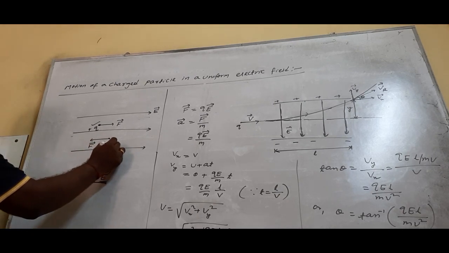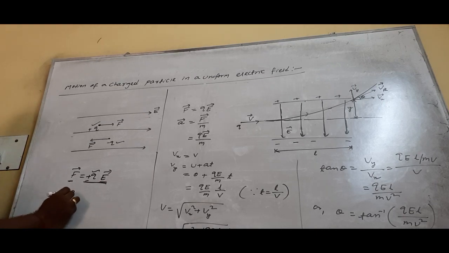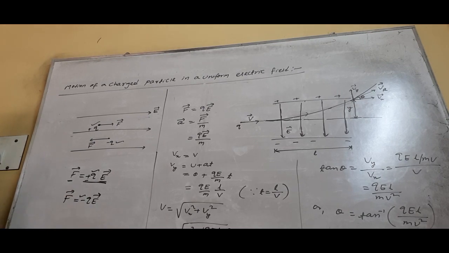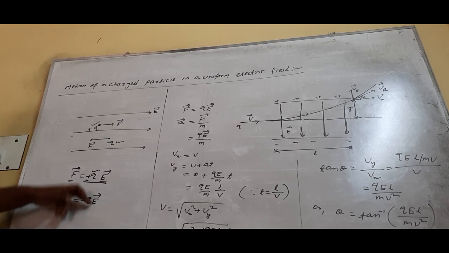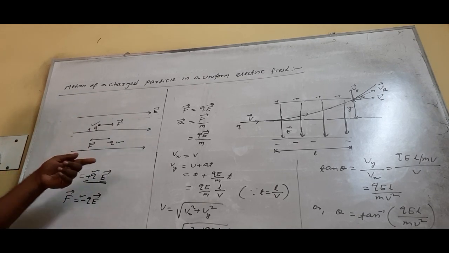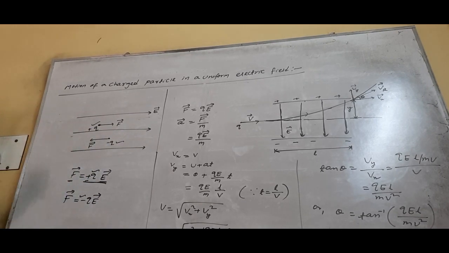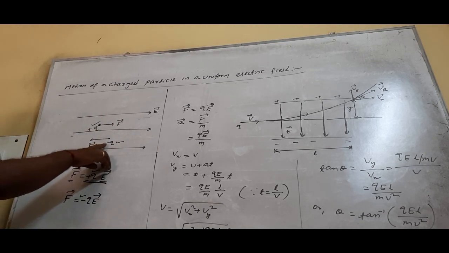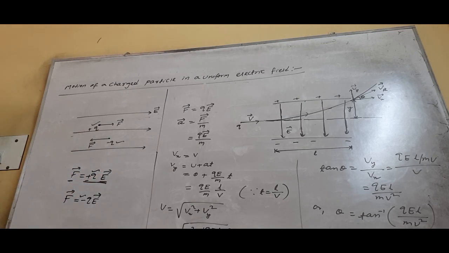Similarly, if you place a negative charge in the uniform electric field, then force becomes F is equal to minus QE. As it is negative, force has the opposite direction to that of electric field. If electric field direction is towards right, then force acting upon the negative charge is towards left. So if you place a negative charge here in the uniform electric field, it will move in the direction opposite to the direction of electric field.